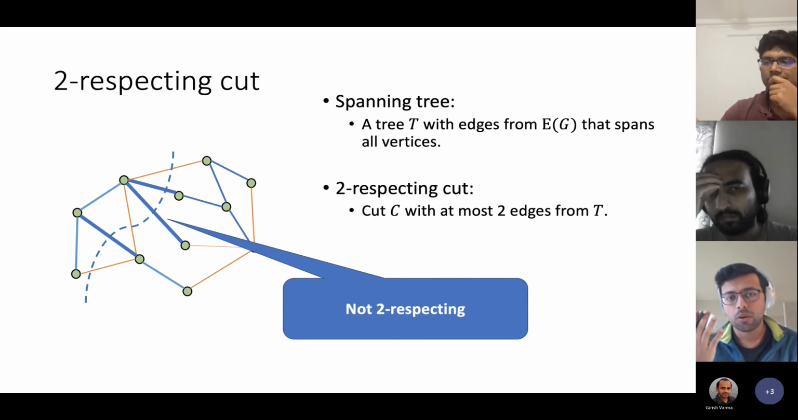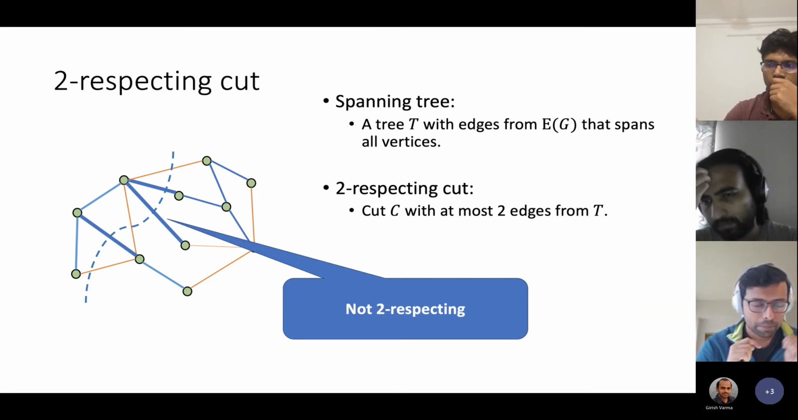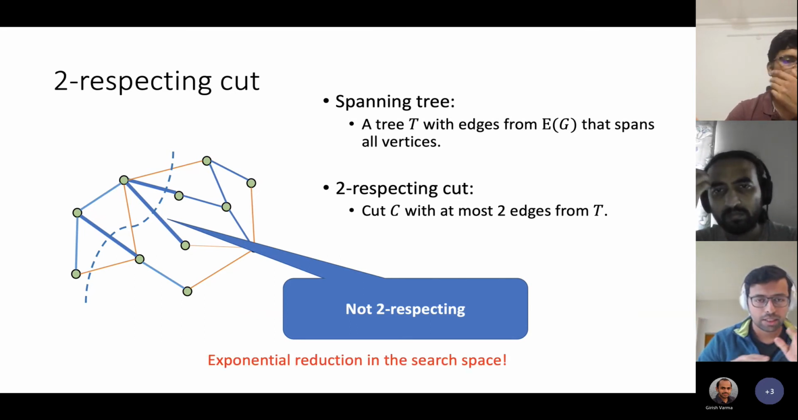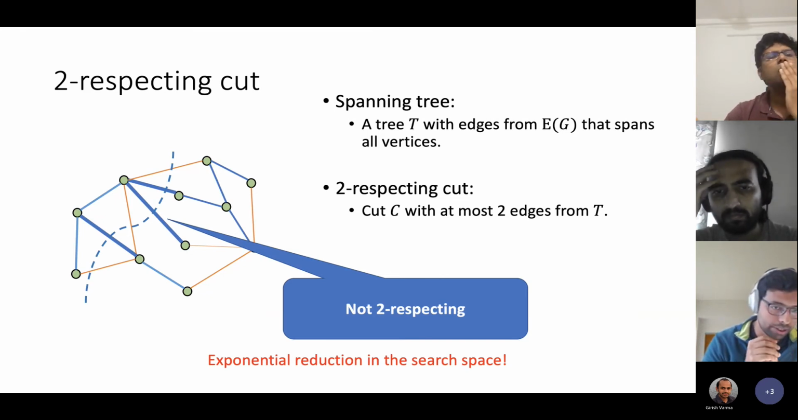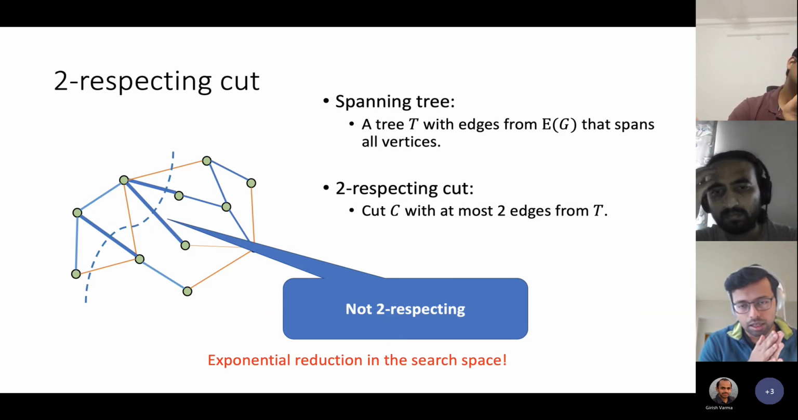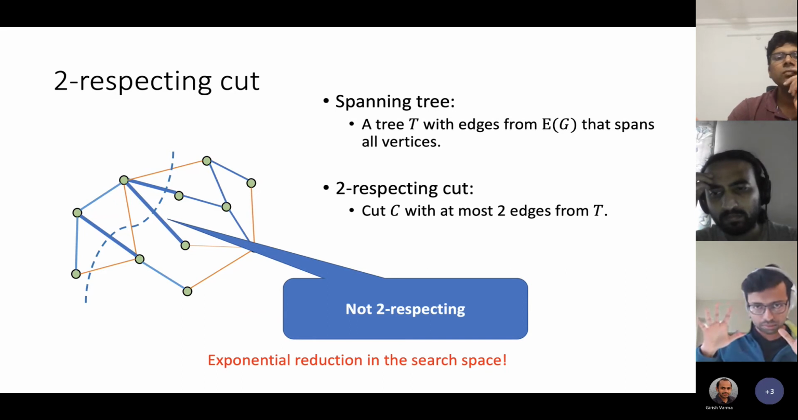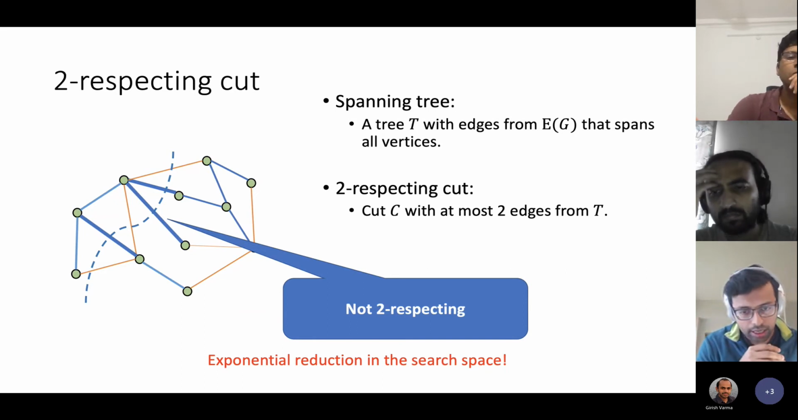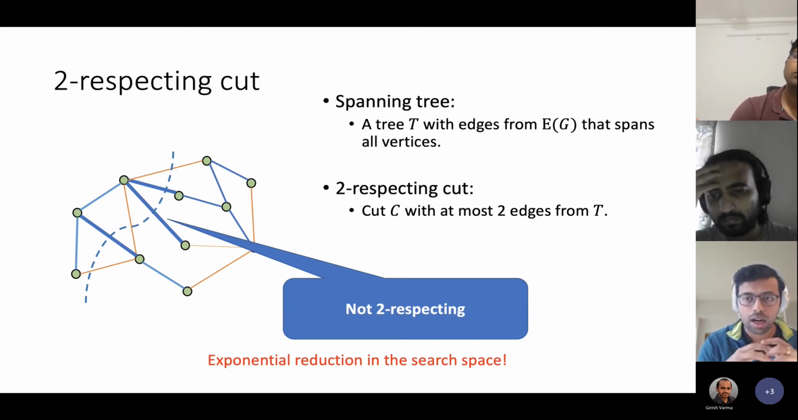And why is this a more structured problem? The intuitive reason is the following: it reduces the search space exponentially. Let me say 1 or 2 sentences about it. If you look at the global minimum cut, and you have to naively search for the minimum cut across all possible cuts, what is the cut space? This is 2 to the power n. So there are 2 to the power n possible cuts, and you have to find the minimum.